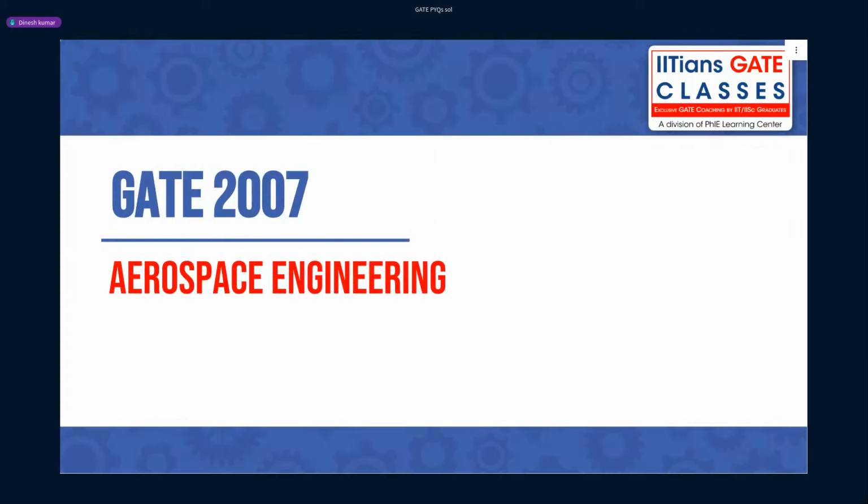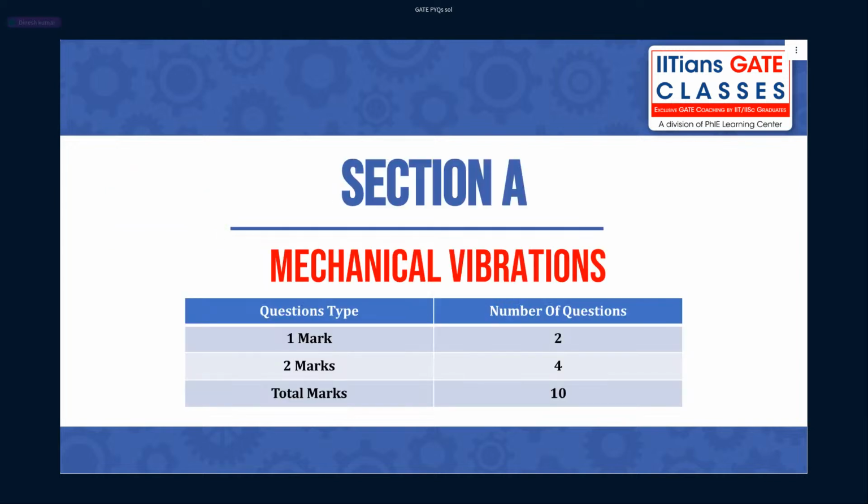So let's start. 2007 GATE Aerospace Engineering paper. There are total six questions in GATE 2007, when 85 questions were asked in the exam. That is the old pattern. From 2009 onward, they are asking only 65 questions. So weightage has been reduced.